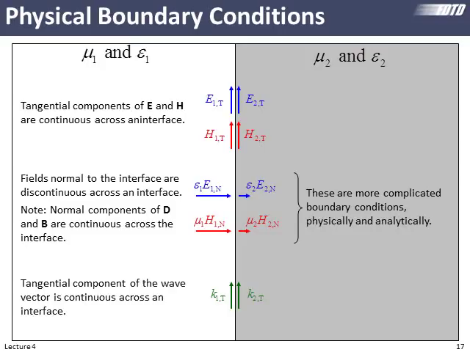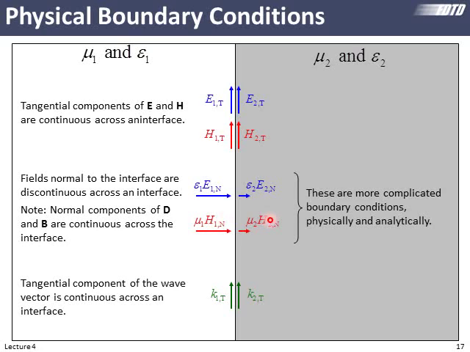But the physical boundary conditions, recall from electromagnetic theory, the transverse component of both the E field and the H field is continuous across the interface. Has to be the same on both sides, right up against the interface. The normal components of E and H are not continuous across the interface. They're different magnitudes. However, the product of the permittivity times the normal component of the electric field, that product is continuous across the interface. Likewise, the product of the permeability times the normal component of the magnetic field, that product is also continuous across the interface.